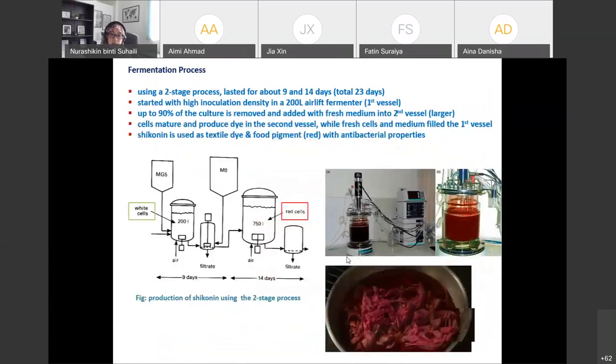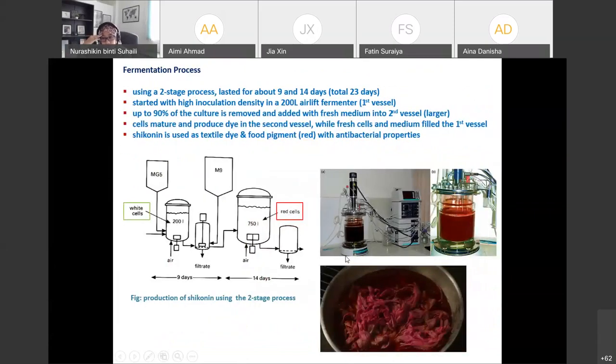Okay, and further details about plant biotech, I think you have studied plant tissue culture, right? In your second year, is it? Have you?